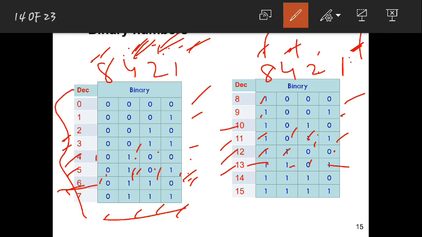Whenever you are writing 14, 8 plus 4 you got 12, if you add this 2 you will get 14. So you need to write binary bit 1 at these 3 places, 1 1 1 0, remaining this will be 0. And coming to 15, 8 plus 4 plus 2 plus 1 all should be added, then you will get 15. Is that fine?